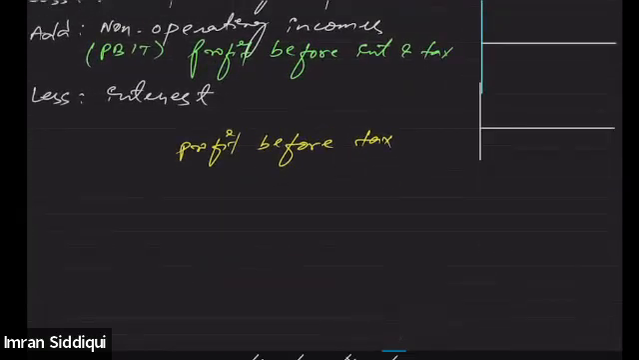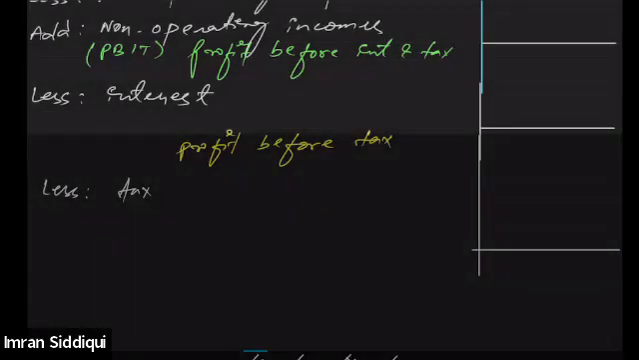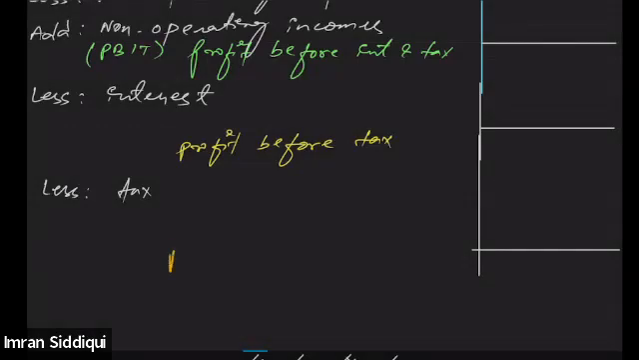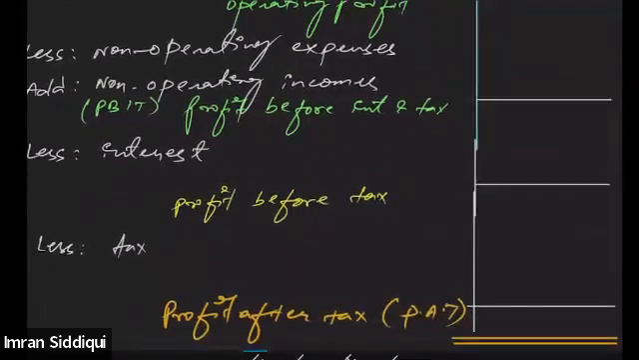Then one more thing. After subtracting interest, if you further subtract the amount of tax out of it, then the profit that you'll get will be considered as the profit after tax. Understood? This is the income statement.